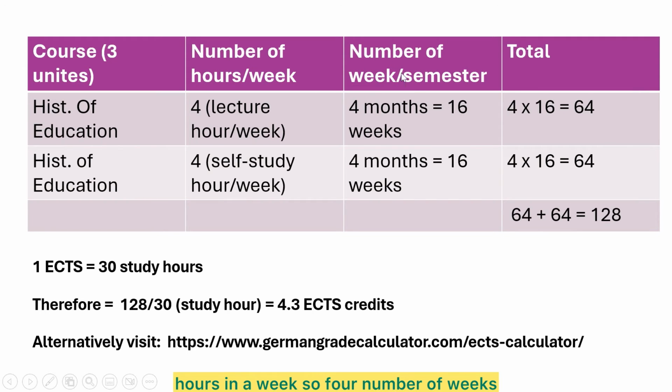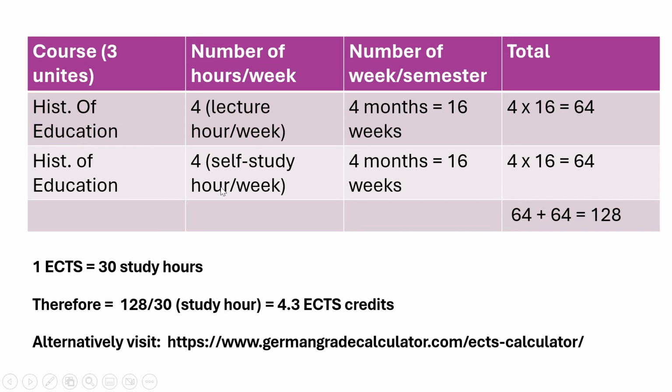So the number of weeks per semester. In a semester, we said it's usually 3 to 4 months. So we are using 4 months. We are assuming for my university it is 4 months. And how many weeks do we have in 4 months? 16. So 4 times 16 is 64.